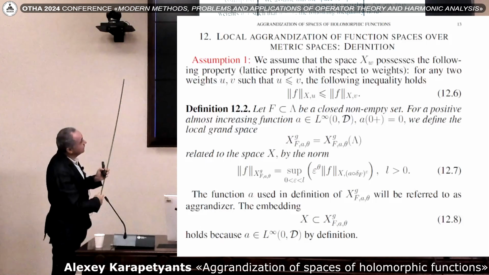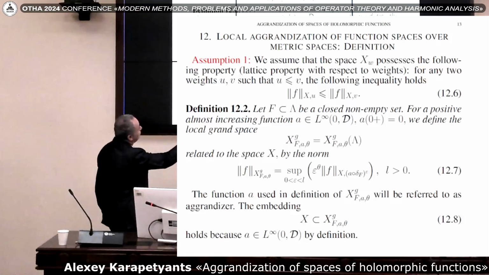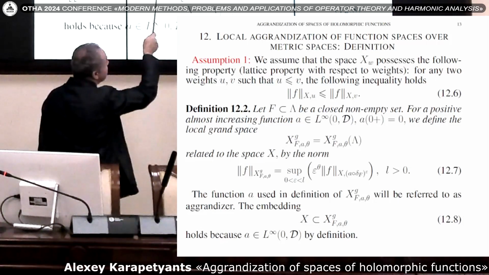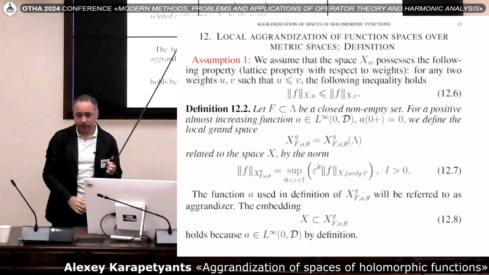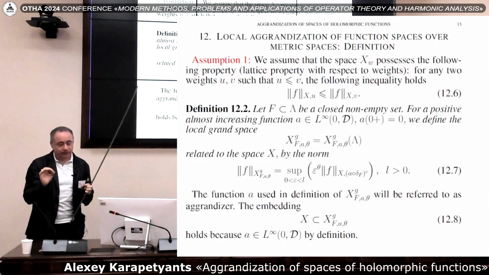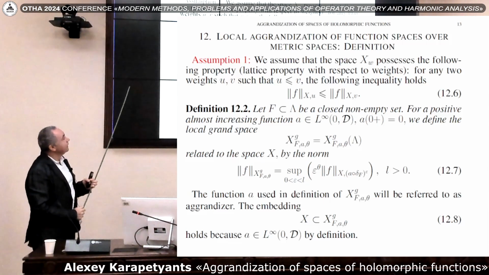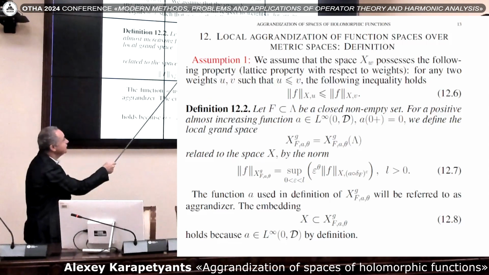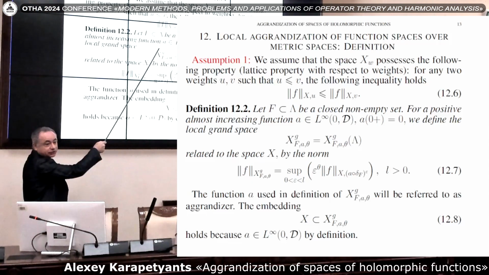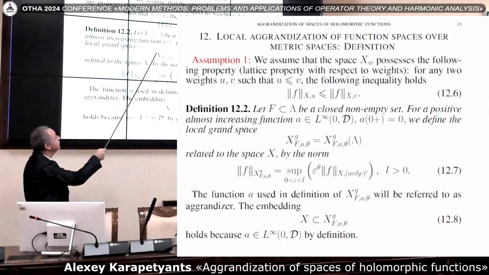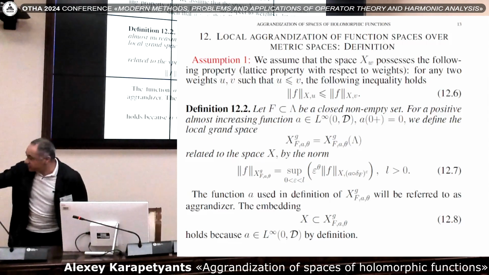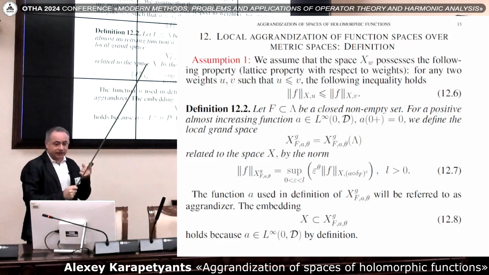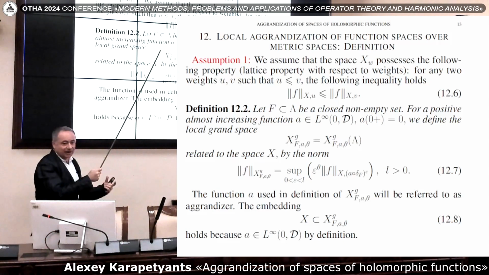Only one assumption, that if you have weight V greater than U, then you have this inequality for norm for every function. Only one assumption we have, nothing else. So our definition is here. We define a grand space that G is for grand, for aggrandization. F is for this set F, local set. A is for our aggrandizer, and theta is a general parameter.